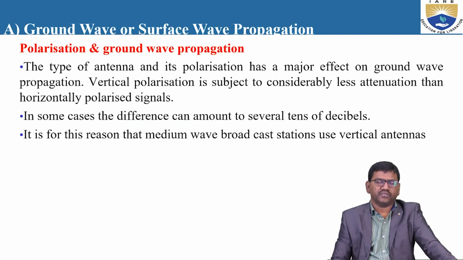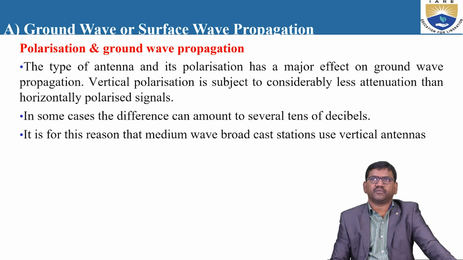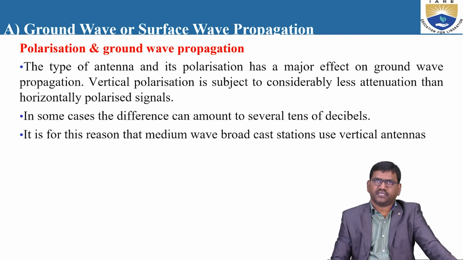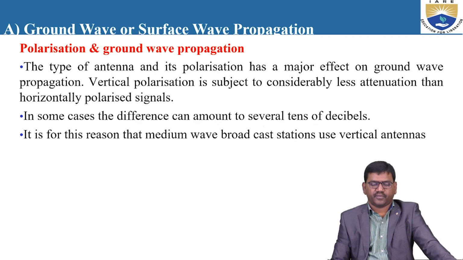Polarization: in ground wave propagation we use only vertical polarization. Why? Because if we use horizontal polarization, more waves fall on the earth and more waves are absorbed by the earth. Hence the antenna is always vertically polarized in ground wave propagation.